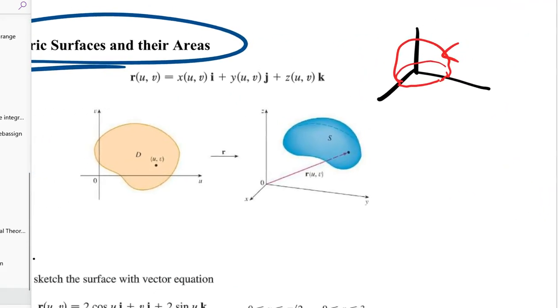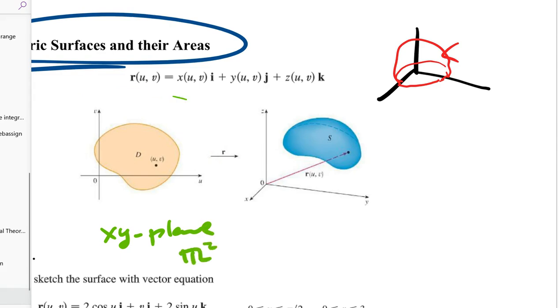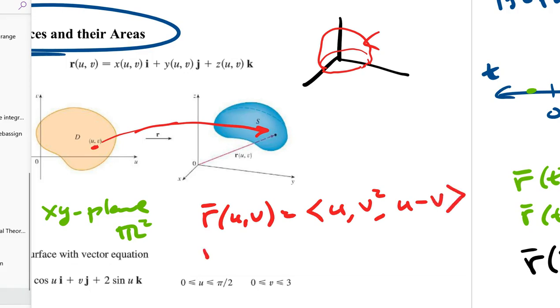All right, so since there's two parameters, what's happening is you start out with a region in the xy plane, or R2 if you want. You start out with a region in R2, and to every point in there, you associate a point in R3. Okay? So you may have something like R of UV is U, V squared, and then U minus V, something like that.